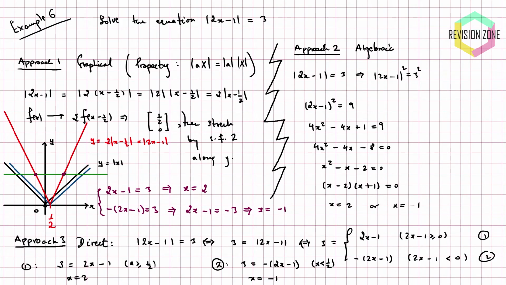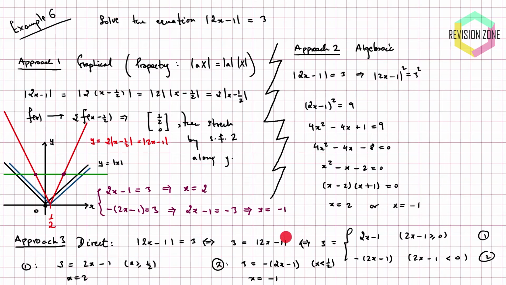Approach 3 is the direct approach, which is probably the one I would least recommend, but you can use this if you prefer. The basic idea here is you apply the definition of the modulus function. Okay, so in this case, we want to solve the modulus of 2x minus 1 equals 3. So I say that's the same thing as 3 equals the modulus of 2x minus 1. I've just written it out in this way so that when it comes to equating and setting branches equal to one another, it looks slightly neater.